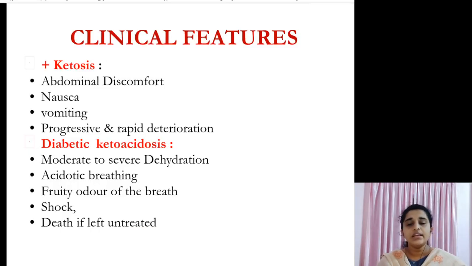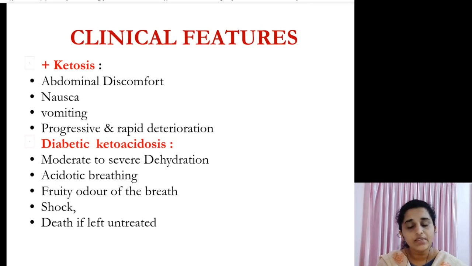Next is clinical features, especially in ketosis. The child complains of abdominal discomfort, nausea, vomiting, progressive and rapid deterioration. It is very important to assess the clinical features of ketosis, because type 1 diabetes mellitus is very much associated with diabetic ketoacidosis. So anytime the child can go to diabetic ketoacidosis.